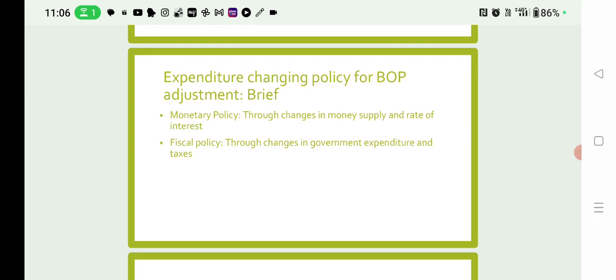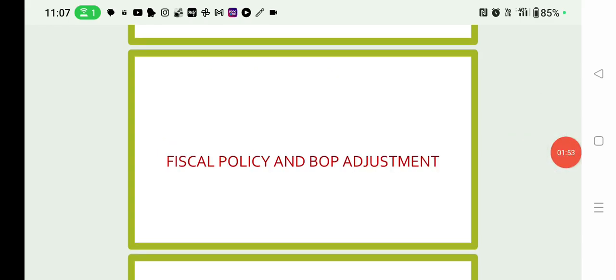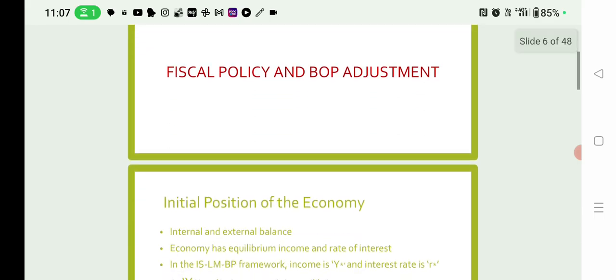And through using fiscal policy, government is supposed to be able to bring back the BOP equilibrium through changes in government expenditure and government revenue, especially taxation. So fiscal policy and BOP adjustment. So that's the first content we are going to look at in this video.